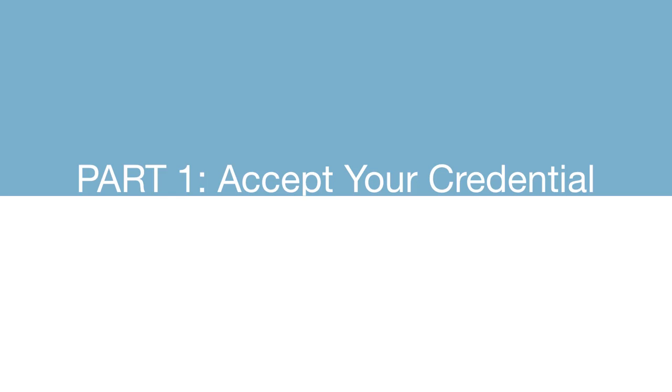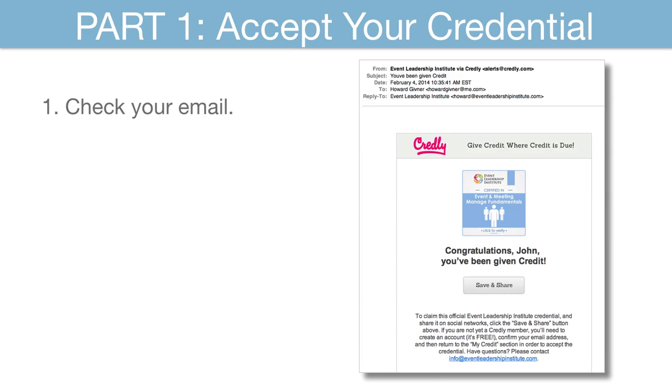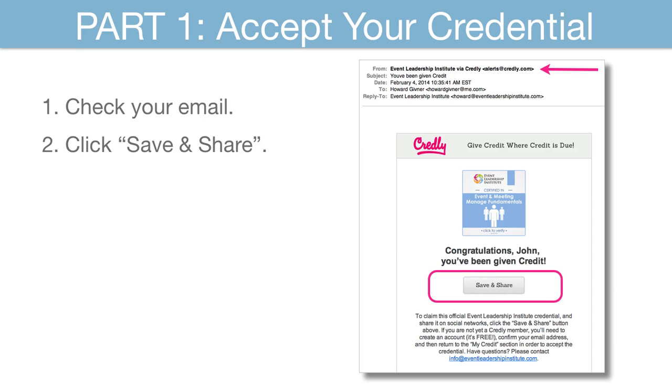The first step is to accept your credentials, and this is very easy. First, check your email. You'll get an email from us. The from line will say Event Leadership Institute via Credential. Credential is just the back engine that provides the infrastructure for housing our digital credentials. Then you want to click the Save and Share button in the middle of the email.